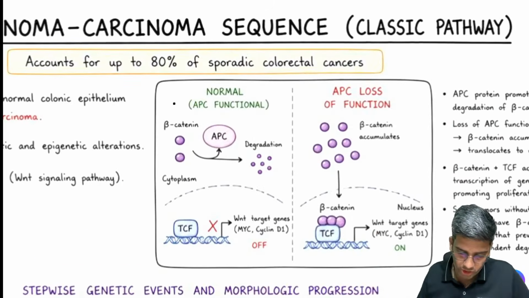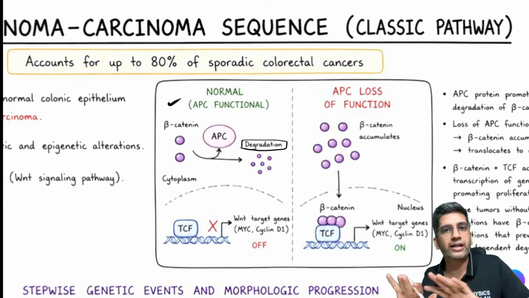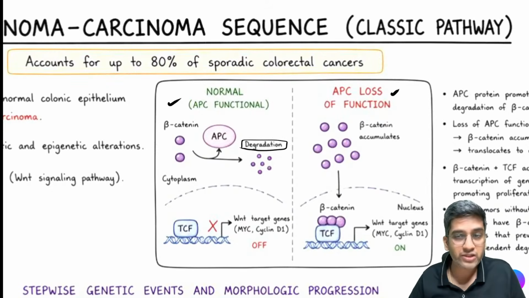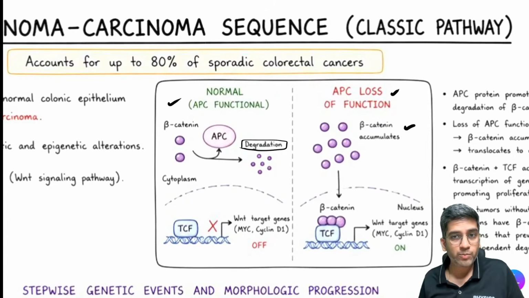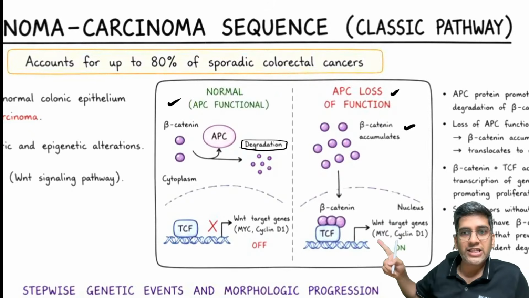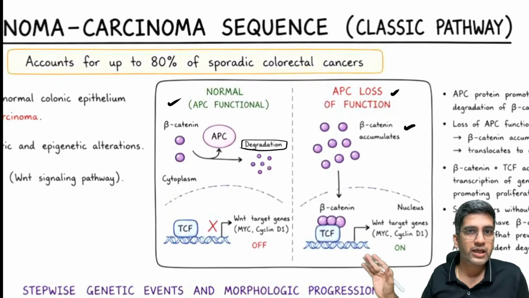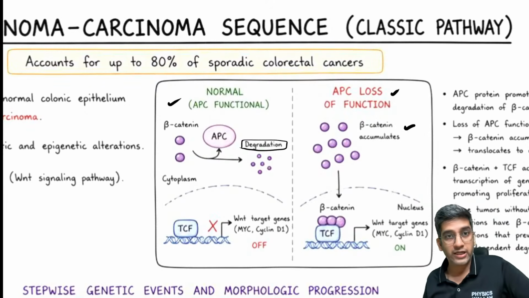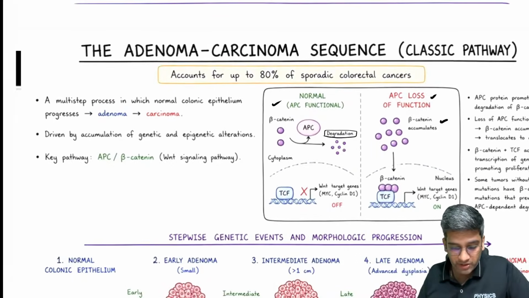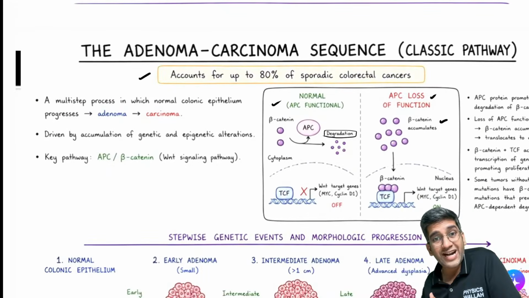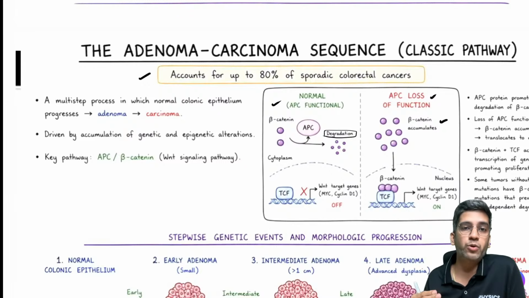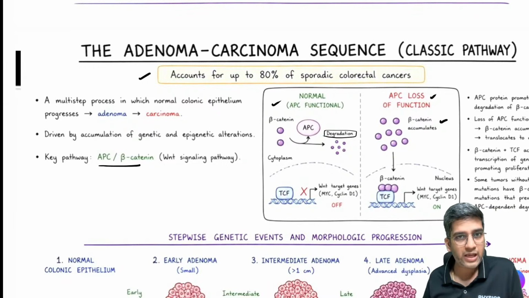This is what I told you about the pathogenesis. Normally, APC will hold and degrade the beta-catenin. It will not let it activate. If there's a loss of function mutation, beta-catenin accumulates, goes to the nucleus, and results in proliferation of the cell. That's what normally happens in the APC beta-catenin mutation, right? This adenoma-carcinoma sequence accounts for both sporadic as well as syndromic. It's not just sporadic. The key pathway is APC beta-catenin.